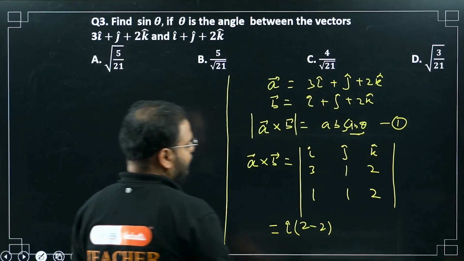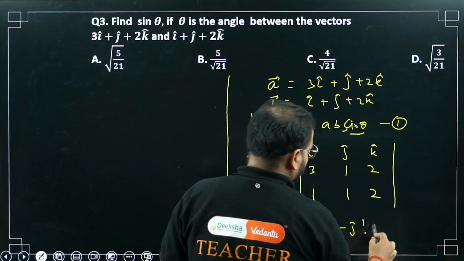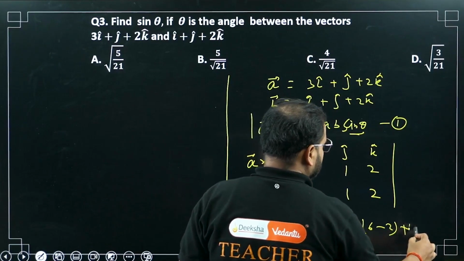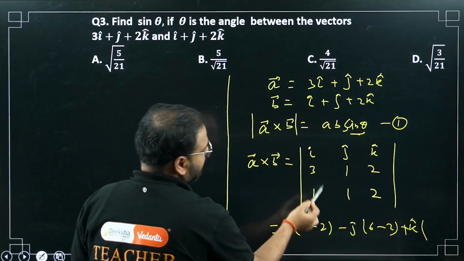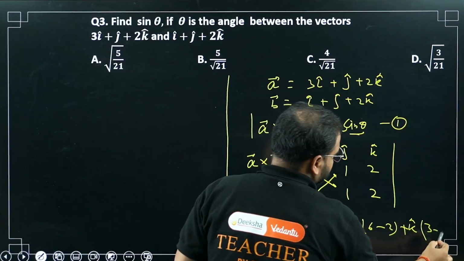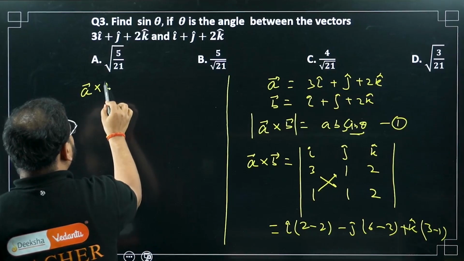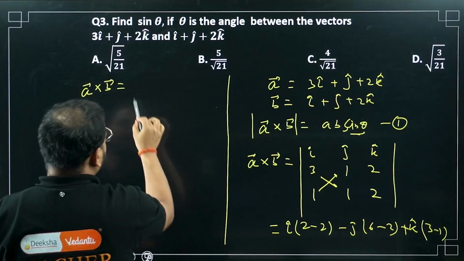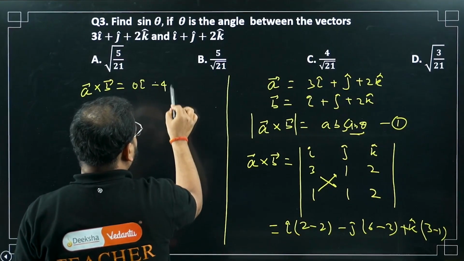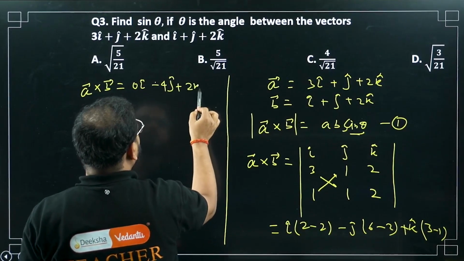Moving on to minus j cap for the second one. You'll have 6 minus 2, that is 3 into 2 is 6, minus 2 into 1, so 4. Plus k cap times 3 into 1 minus 1 into 1, so 3 minus 1, which is 2. So A cross B will become 0 i cap minus 4 j cap plus 2 k cap.